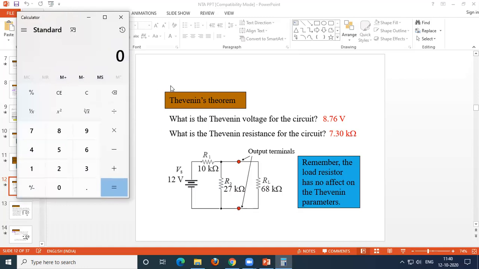Firstly, the 10 kilo ohm and 27 kilo ohm, these two are in series. If those two resistances are in series, then in the series combination the two resistances get added. So 10 plus 27 is equal to 37. That is the value of the resistance.